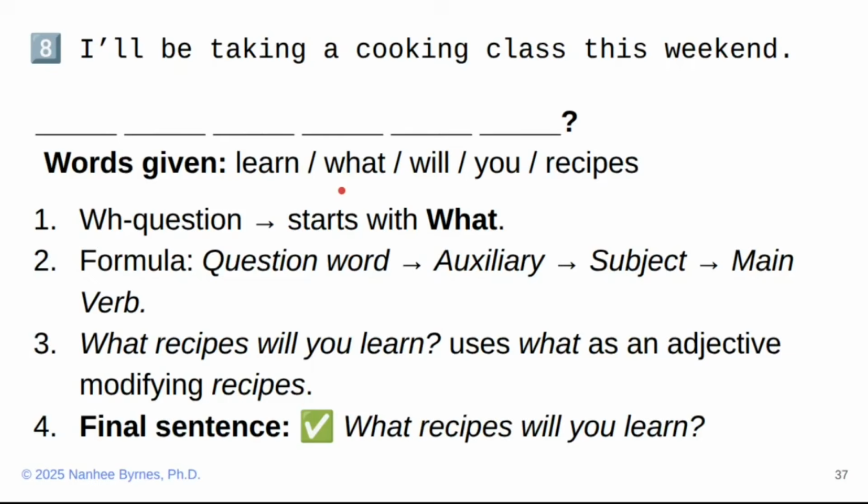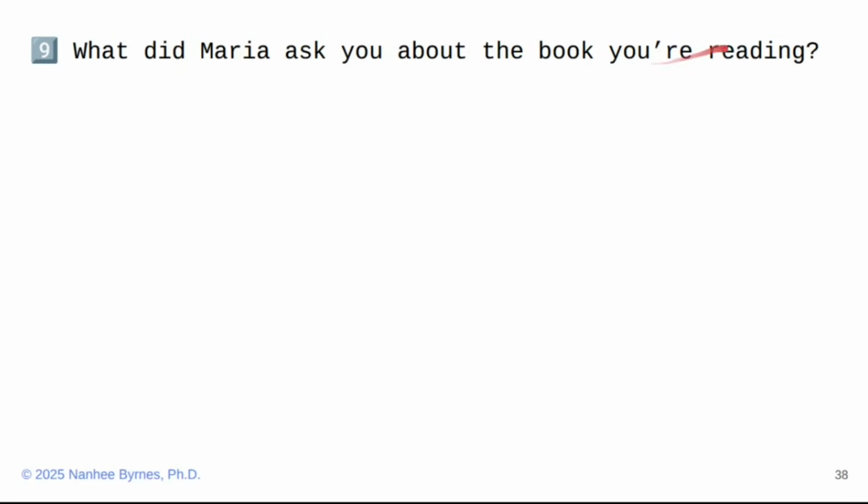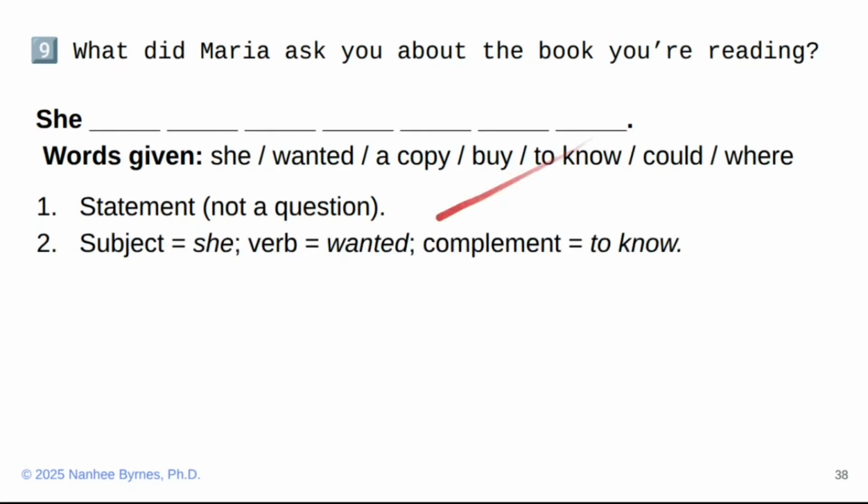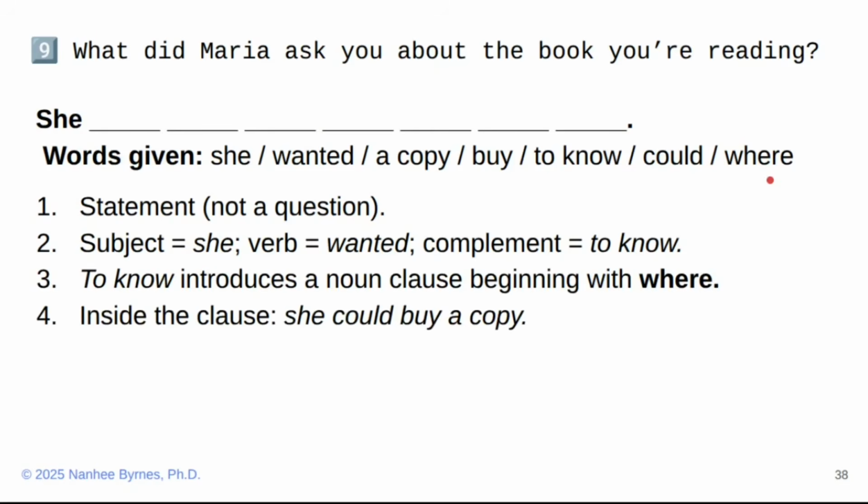9. What did Maria ask you about the book you're reading? Words beginning: she wanted, a copy, by, to know, where, she. This is a statement, so we follow subject, verb, object. The subject is "she," the verb is "wanted," and "wanted" requires a to-infinitive as its object, "to know." The object of "know" is a noun clause introduced by the question word "where," followed by normal word order for the embedded question: subject, modal, verb, object. She wanted to know where she could buy a copy.